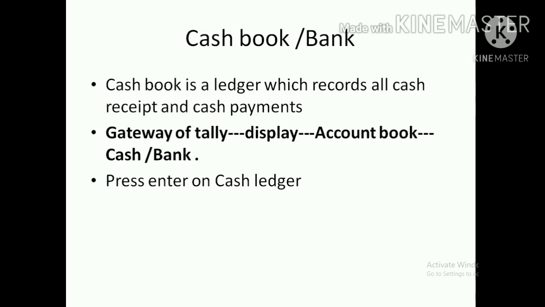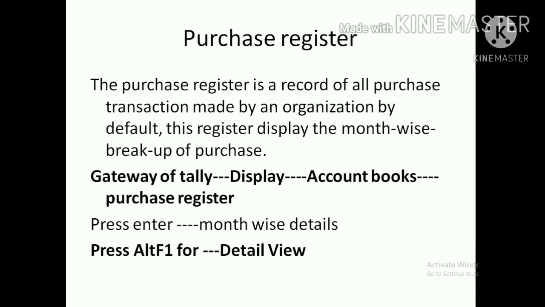Then next one, it is also possible to see the cash book, cash book or bank book, with the help of this syntax: gateway of Tally, display, account book, and from that account book we should select cash book. From this syntax also we can see the cash book or bank book. Then the purchase register we can also view with this syntax: gateway of Tally, display, accounts book. From the accounts book select purchase register.